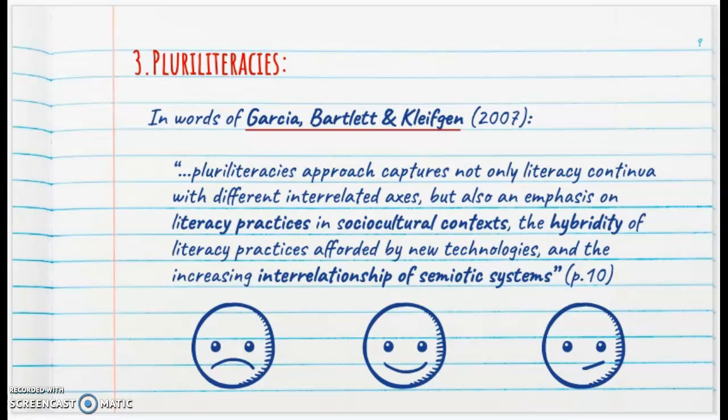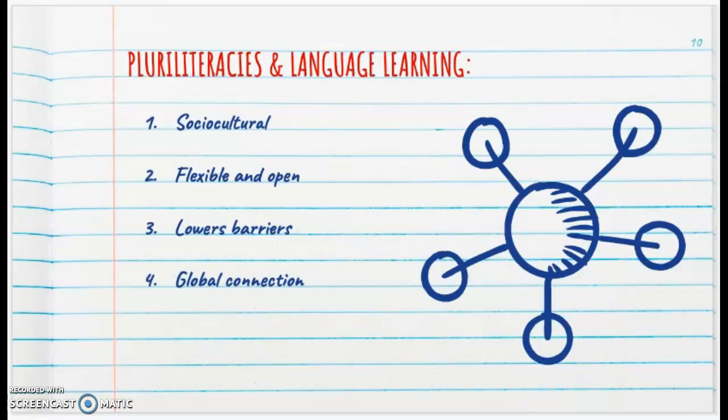As the concepts of literacy and biliteracy have evolved, other educators are proposing new ideas. The Pluriliteracies approach captures not only literacy continua with different interrelated axes, but also an emphasis on literacy practices in socio-cultural contexts, the hybridity of literacy practices afforded by new technologies, and the increasing interrelationship of semiotic systems.